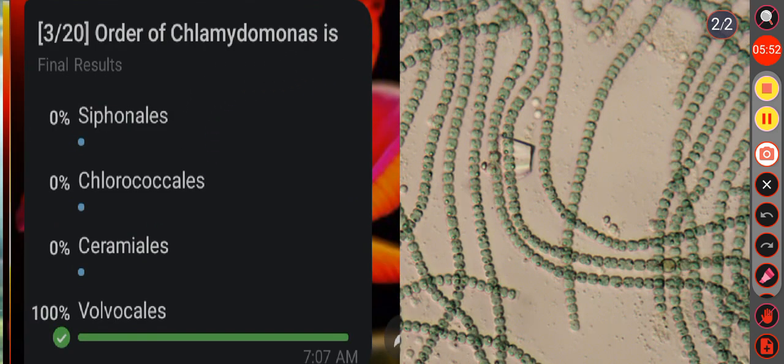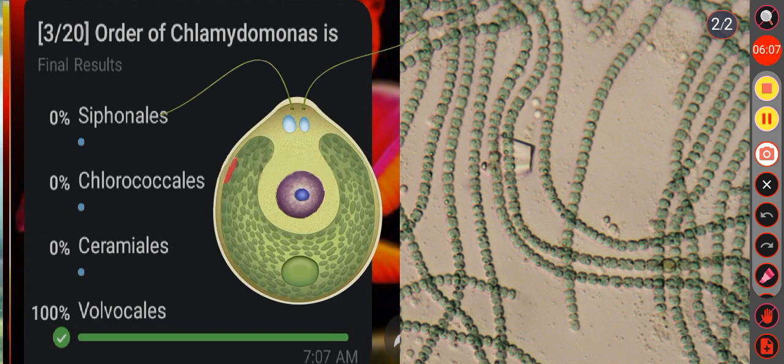Then the next question, order of Chlamydomonas is option A Siphonales, option B Chlorococcales, option C Ceramiales, option D Volvocales. We know Chlamydomonas is a genus of unicellular biflagellated green algae, which belongs to the algal class Chlorophyceae, and the order of this algae is Volvocales. So here the correct answer is option D, that is Volvocales.